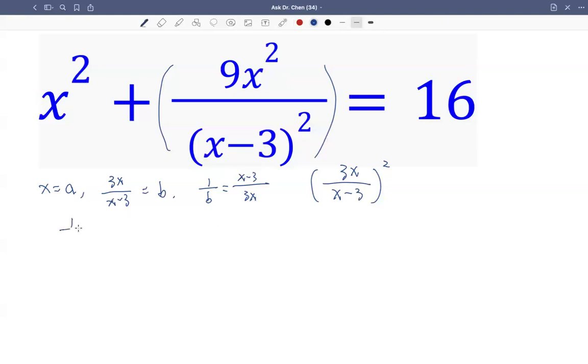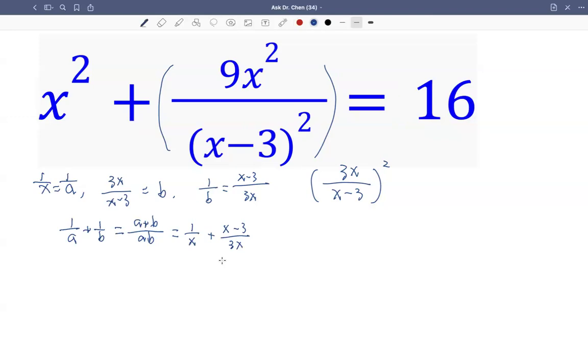Okay, let's see. If we have 1 over A plus 1 over B, this can be combined as this. So this is one way for us to find the relationship between the sum of two variables and the product of two variables. So if we do this, we get 1 over x plus, because 1 over A is 1 over x, right? Then 1 over B is this, x minus 3 over 3x.